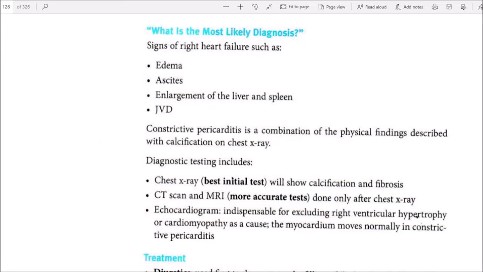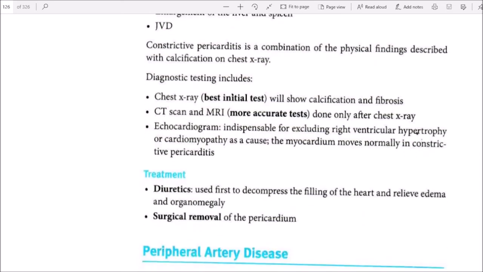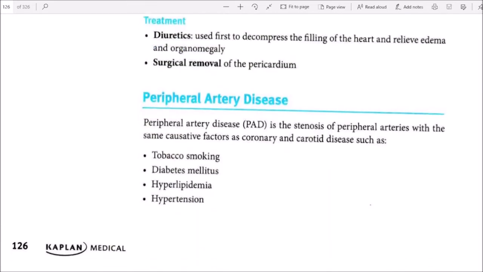CT scan and MRI are the most accurate tests, but only after chest X-ray. The echocardiogram is indispensable for excluding right ventricular hypertrophy or cardiomyopathy as a cause. The myocardium moves normally in constrictive pericarditis. Treatment: diuretics are used first to decompress the filling of the heart and relieve edema and organomegaly, followed by removal of the pericardium.